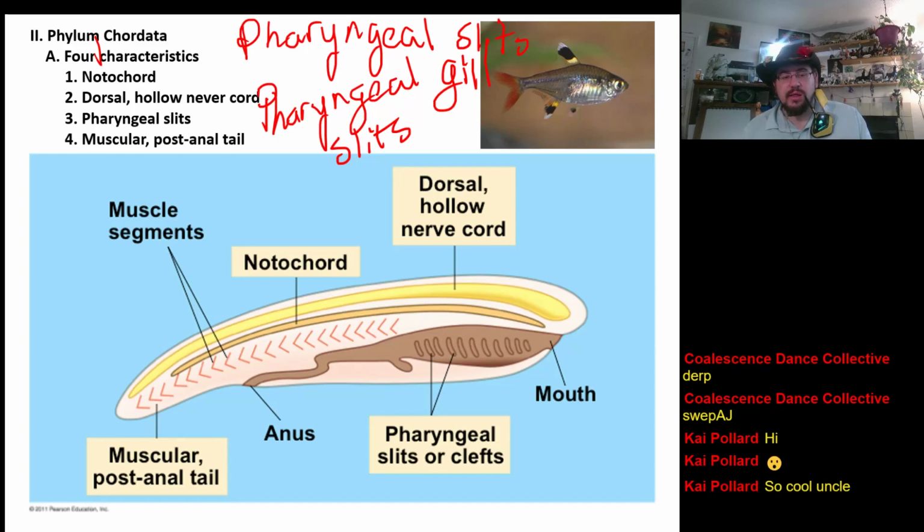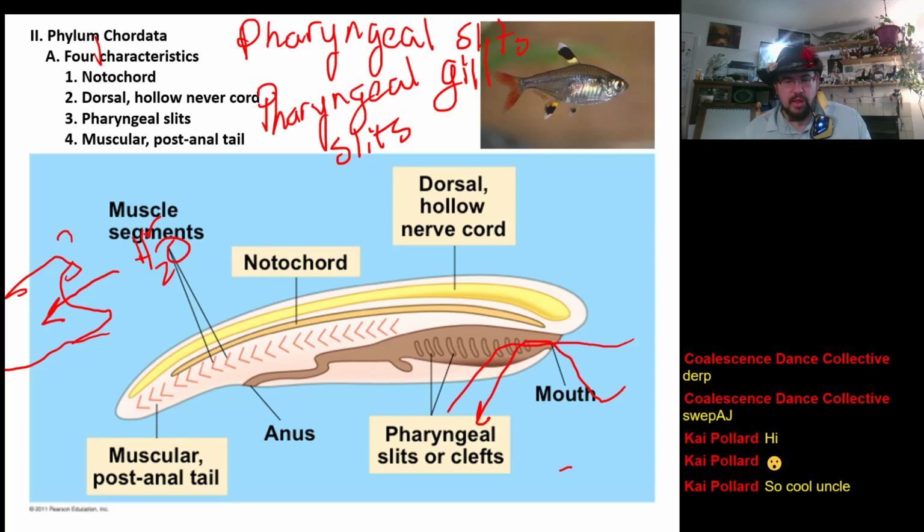All right, the pharyngeal slits allow water to enter the mouth and not pass into the digestive tract. So if you're a little aquatic organism and you're pulling water into your mouth, H2O in, you don't want to swallow all of that water. So chordates have these nifty pharyngeal gill slits where H2O comes in and then can exit before entering into the digestive system.